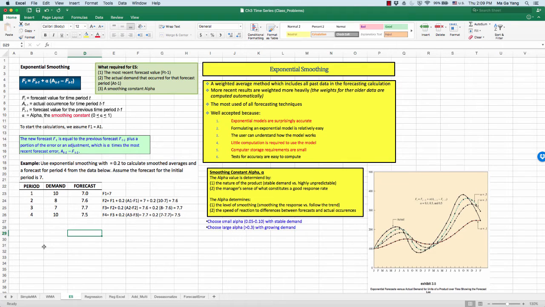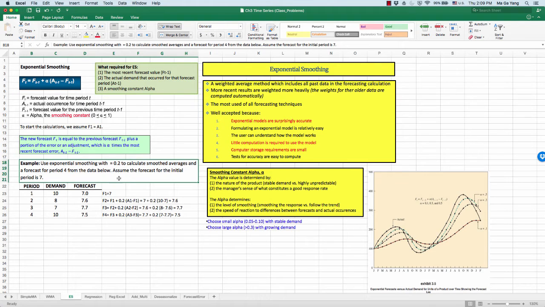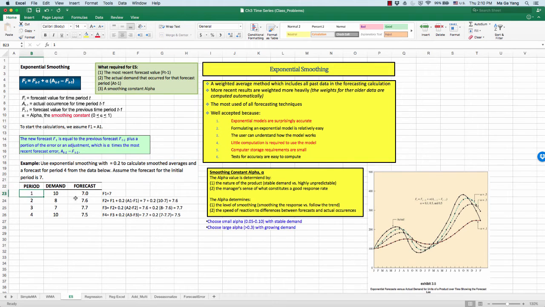And please note that you have to know the initial forecasting value, because the initial value F1 cannot be computed using this formula, since F1 equals F0, but we cannot find a period 0 here. So the initial forecasting value is given, which in this case is 7. So F1 is equal to 7. And using exponential smoothing, we have 4 different periods. Here are the actual demands.